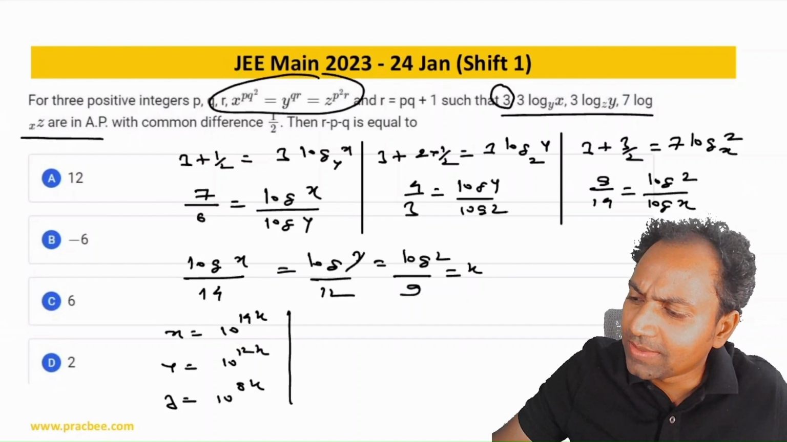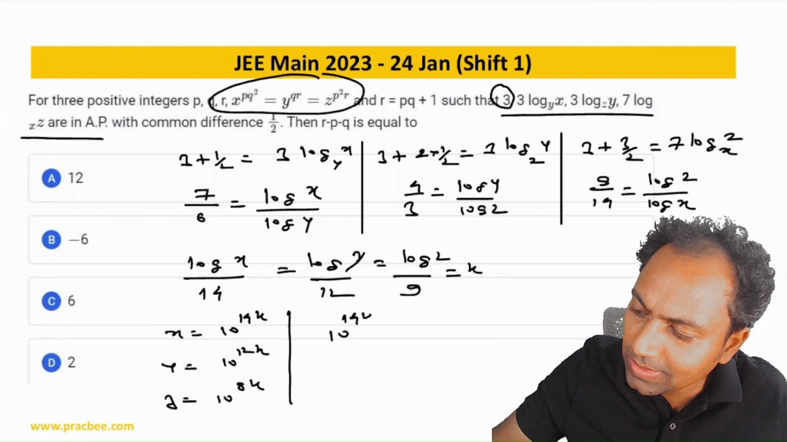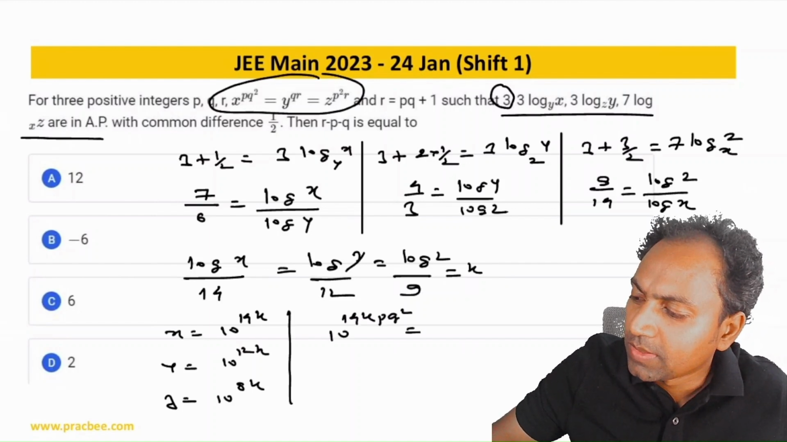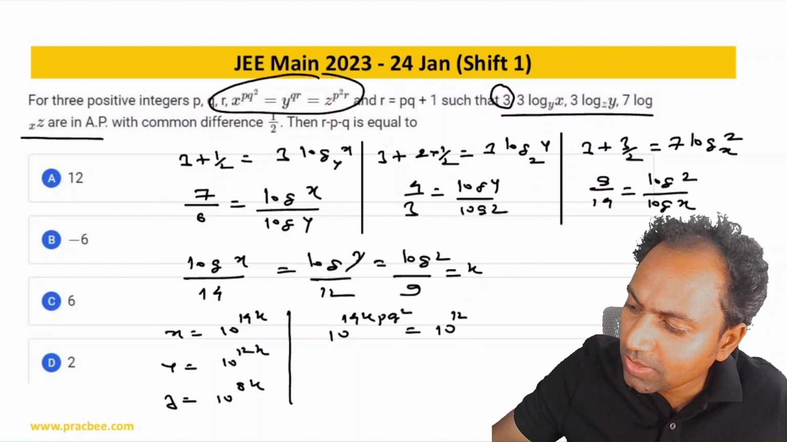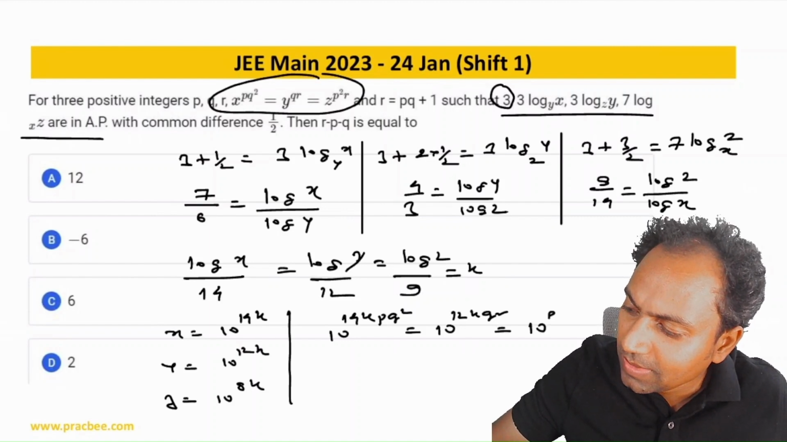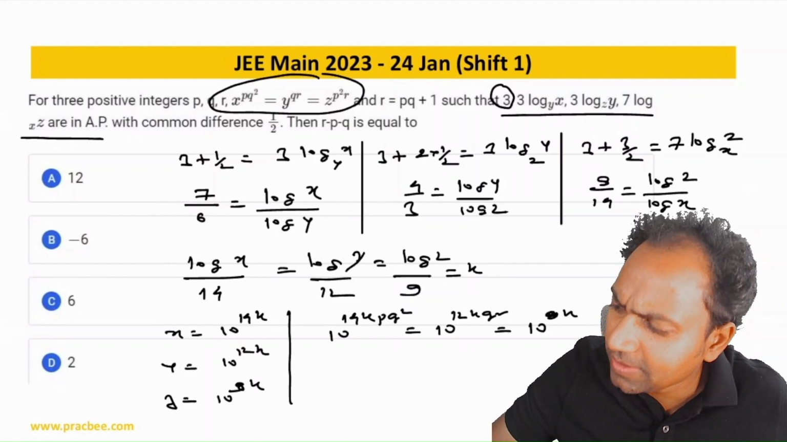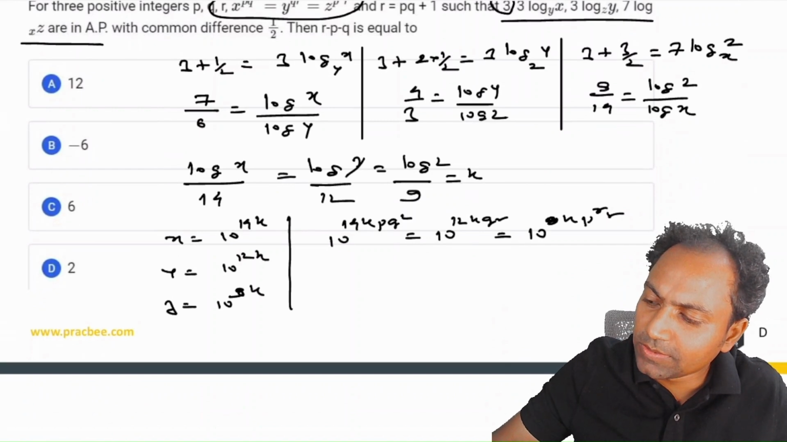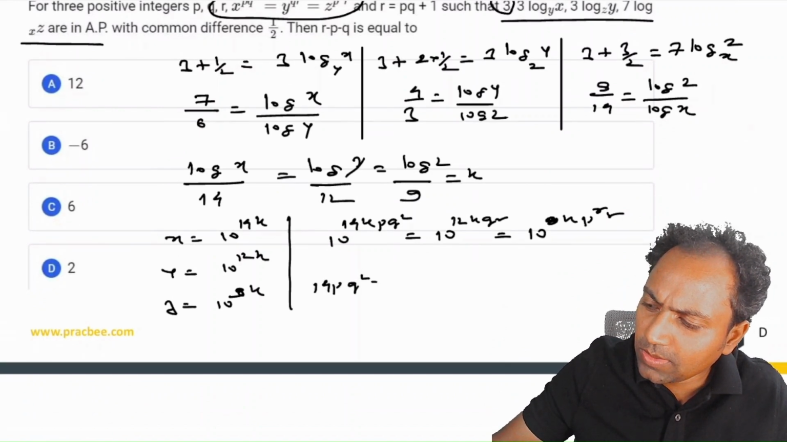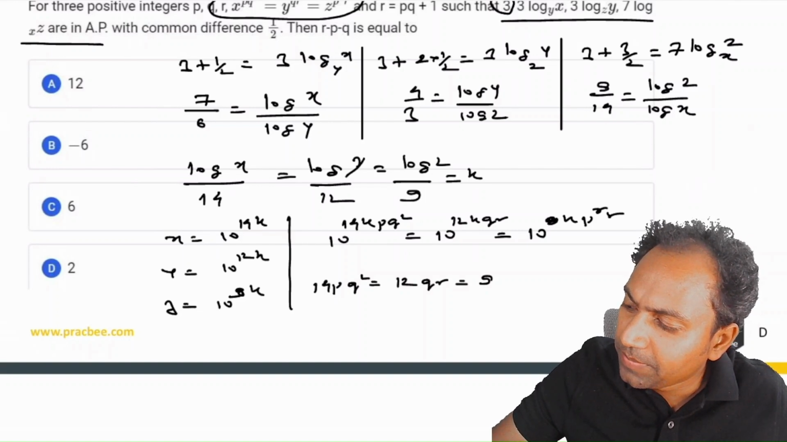So you can see that now if I replace x, this becomes 10 raised to the power 14k pq square. This would be equal to 10 raised to the power 12k qr, and this is equal to 10 raised to the power 9k p square r. So if you compare the powers, what you're getting is 14 pq square is equal to 12 qr is equal to 9 p square r.